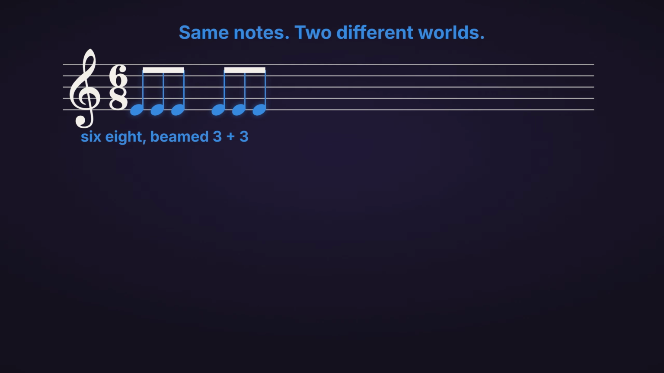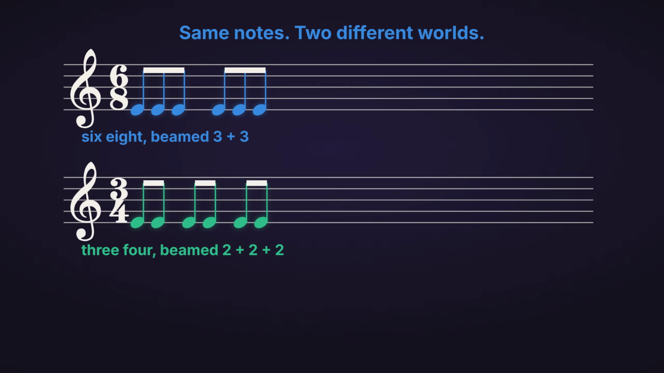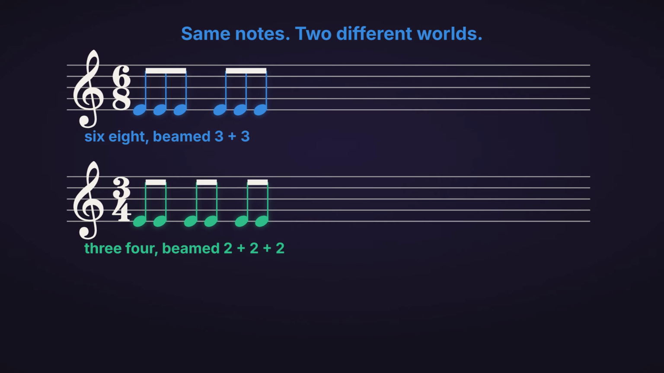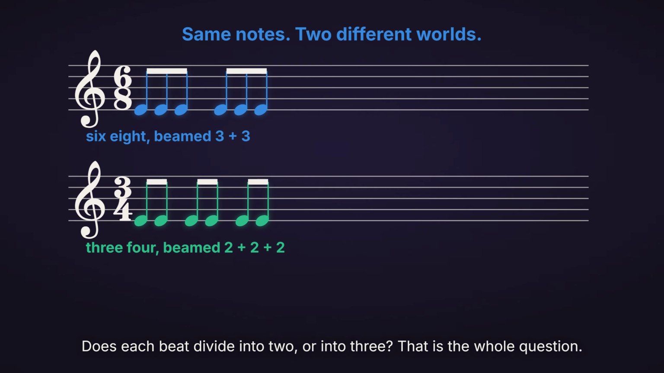The notes are identical. The time signatures are different. 6/8 versus 3/4. That difference comes down to a single question: does each beat divide into 2 or into 3? Your answer to that question is the whole of this lesson.